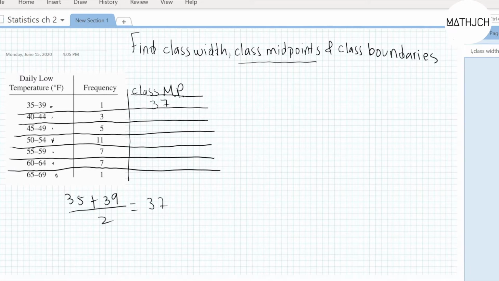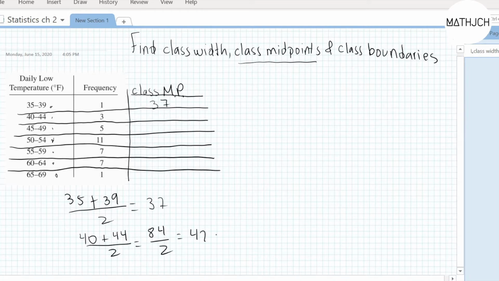Let's go to the next one. It will be 40 plus 44, that's our second class, and then we divide by 2. So 40 plus 44 gives us 84, and then we divide it by 2. What do you get? Exactly, 42. So we put 42 here, and that's our second class midpoint.